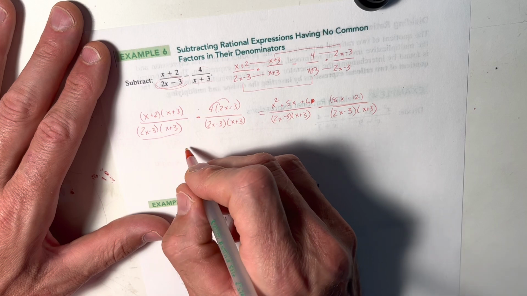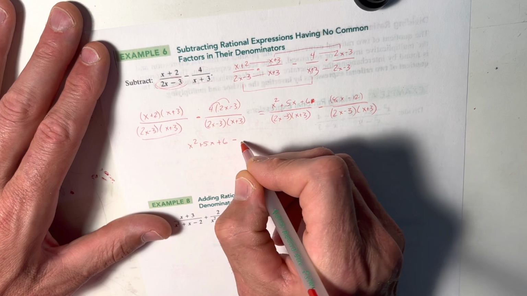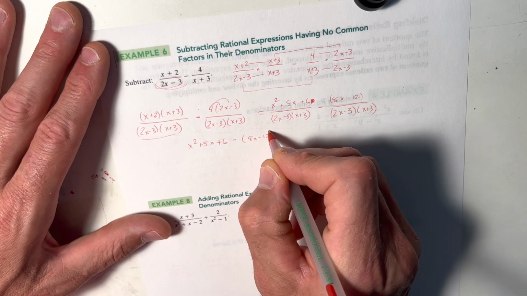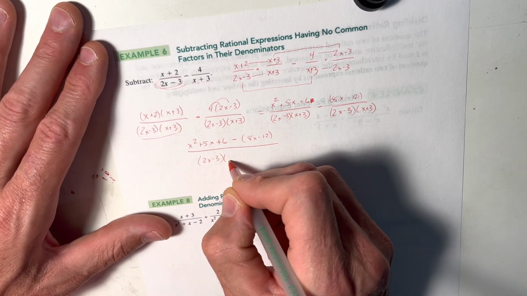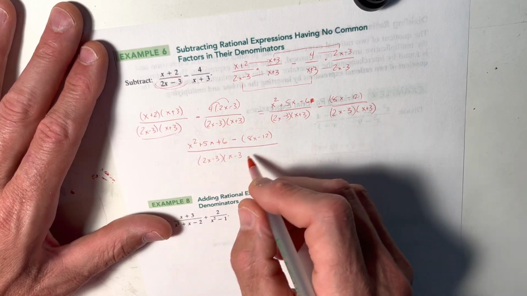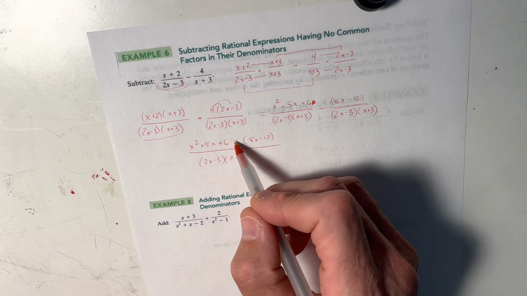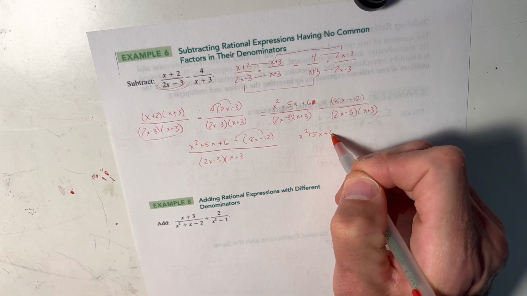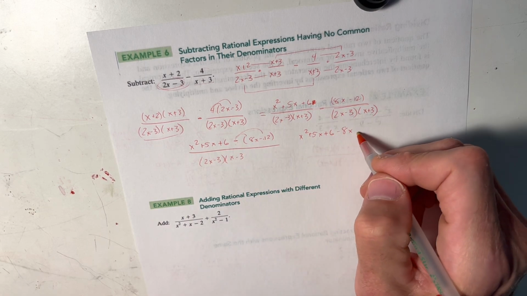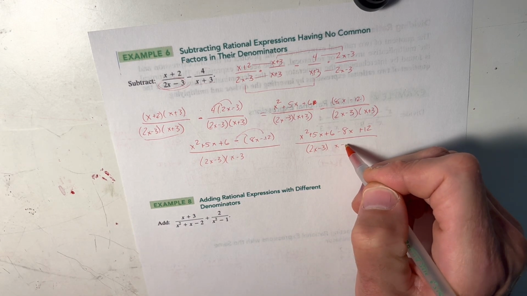But watch what I do. So first off, I've got x squared plus 5x plus 6. Now I have a minus 8x minus 12 in parentheses, divided by 2x minus 3 times x plus 3. So now I have one whole fraction with the subtraction happening up top, and I've got that all ready to subtract. Now I'm going to distribute this negative sign into here and here, and I get x squared plus 5x plus 6 minus 8x, and then negative times negative becomes a positive 12, divided by 2x minus 3 and x plus 3.